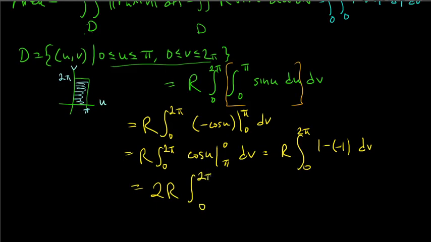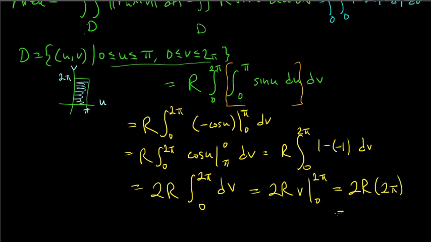And we still have one more integral to do. This is the trivial one. This is over theta, right? So you just get 2r times v evaluated between 0 and 2 pi. So 2r times 2 pi is 4 pi r. Which, of course, is wrong, right? It's 4 pi r squared.